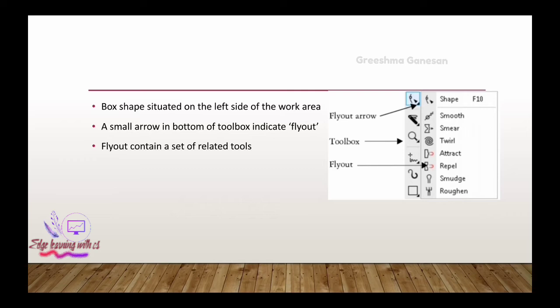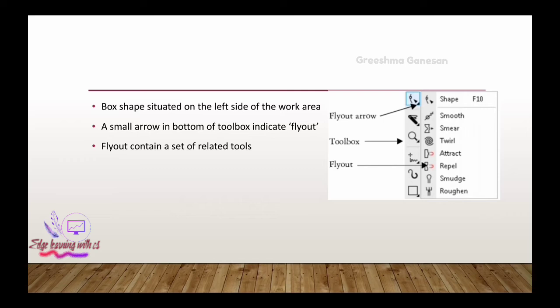Actually, a flyout contains a set of related tools. If you click on any option and it gives you some more options inside it, that is known as a flyout. Simple. So you can see the flyout symbol is like a small arrow mark, a black arrow directing to the bottom right. You can see that symbol. It is known as a flyout.